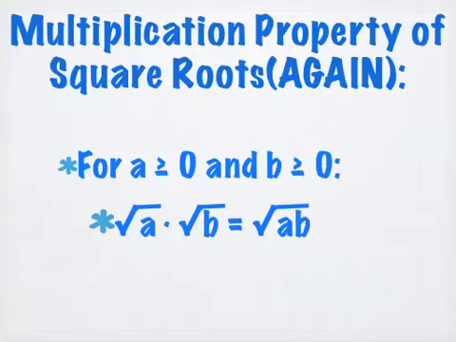The multiplication property of square roots, again, this time we're going to work in the opposite direction, says that for a greater than or equal to 0 and b greater than or equal to 0, if you have the square root of a times the square root of b, that's going to be equal to the square root of a times b. So this time I'm just working in the opposite direction as I was previously.